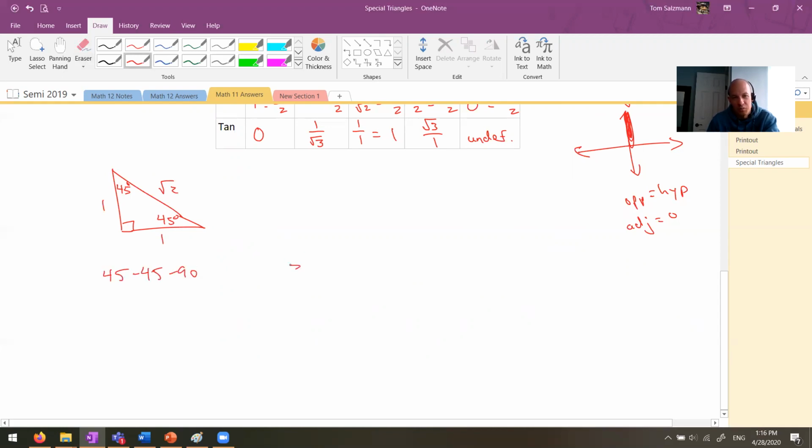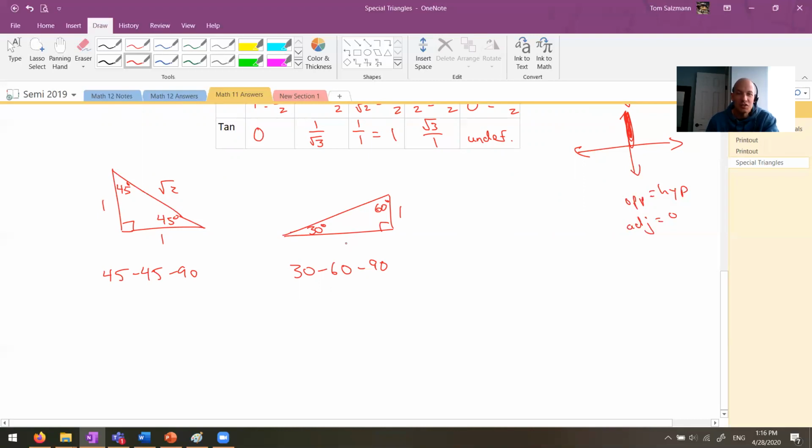triangle, and you should also be able to easily draw the 30, 60, 90 triangle, and that's going to look something like this. So there's 30. This one's 60, and obviously that one's 90. And then the shortest side is always 1, and remember that.